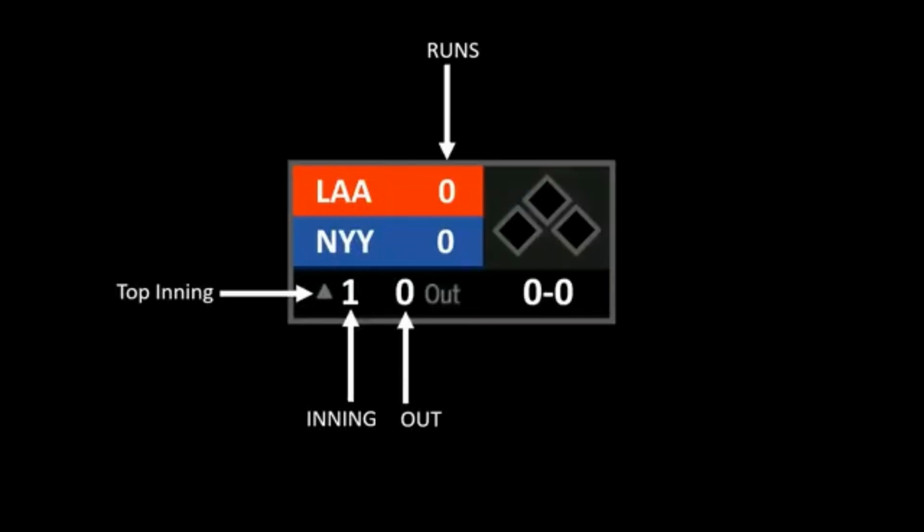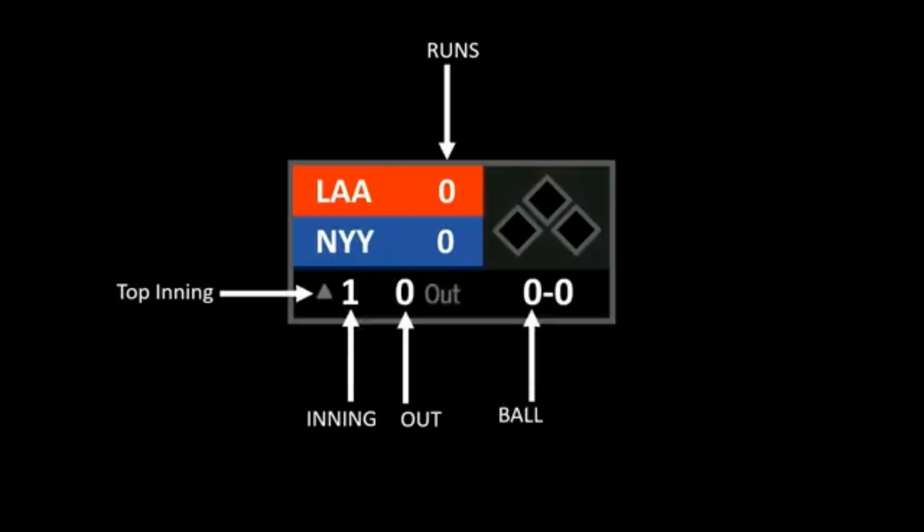Because it's the beginning of the match, the runs are 0-0. The triangle pointing upward shows LAA is batting first. When the triangle is down, it's called the bottom of the inning, and then NYY would be batting. The 1 shows the first inning because the match has just started. The 0 shows the outs. Because there are 0 outs, it's 0. They have 3 outs, and then the inning would change.